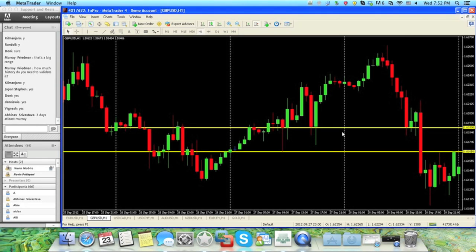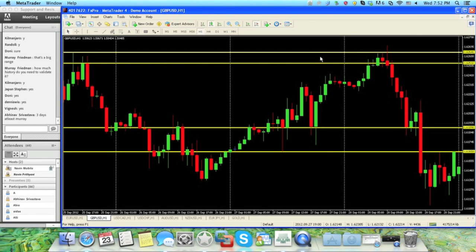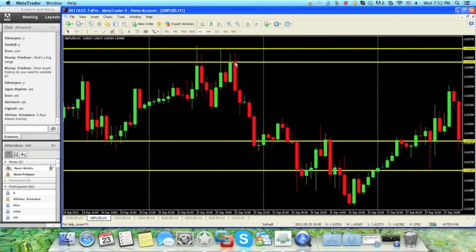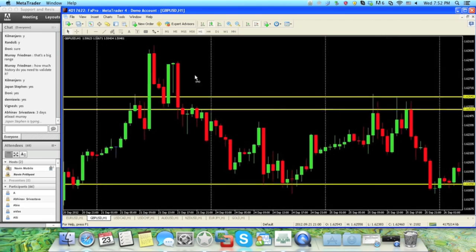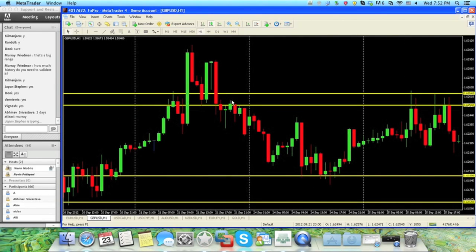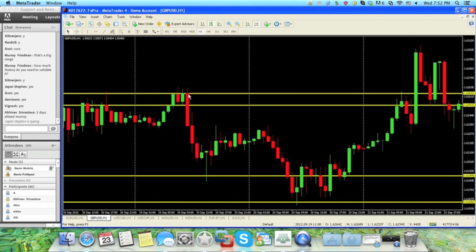Okay. Now, is this the strongest level? Let's see. What if we use this area on top here? And we use this tail. Okay. We're holding this area in. That's fine. We're holding this area in the past. That's fine. Okay, we have a big candle breaking this area.